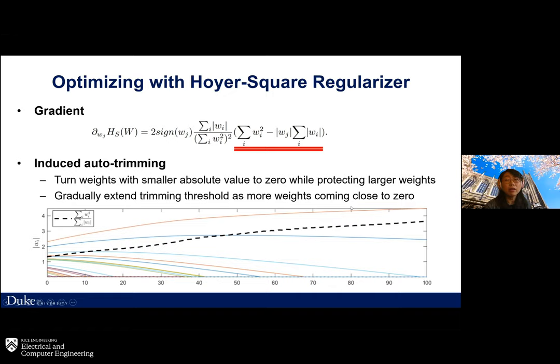Another interesting observation is that the threshold of the auto-training gradually increases because more and more weights are coming close to zero. So we can determine when to stop the trend, and that controls the sparsity of our design.